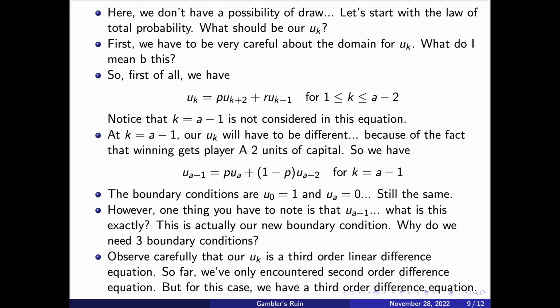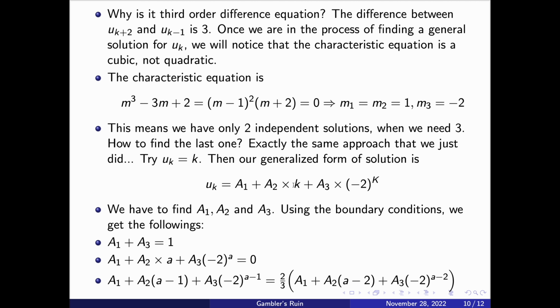So this is the probability of winning, and you will go to u of a. And when you lose that match, when player A has a minus 1 capital, then you will go to a minus 2. So this part is still the same, but this one is slightly different. So we have 1 equation and 3 boundary conditions, and you have to find the constants a1, a2, and a3.